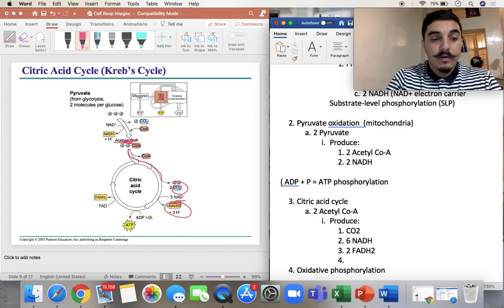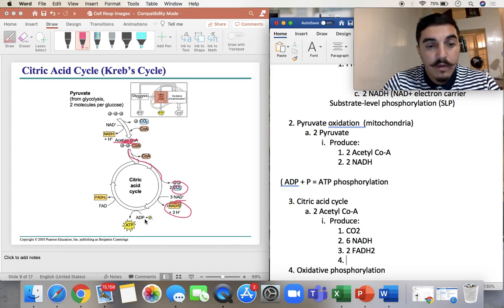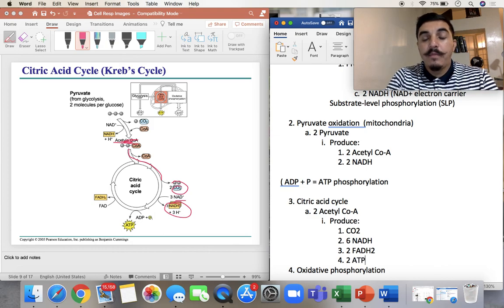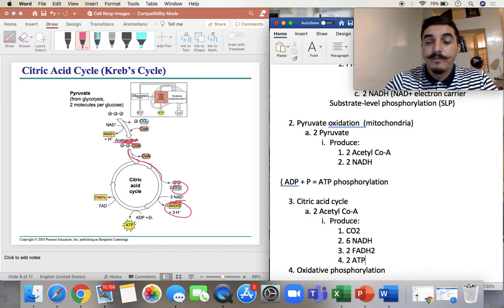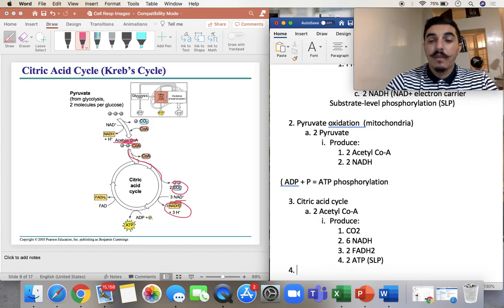And we have our ATP here, okay? So we have another two ATPs that are being produced in this little cycle here. Again, we're just looking at what we have coming in and what we have coming out. There are other classes where you get into detail about the whole process, how it happens and how it's breaking down, but we're not going to focus on that in this video. It's more the general idea of the citric acid cycle. This is also done through SLP, substrate level phosphorylation.